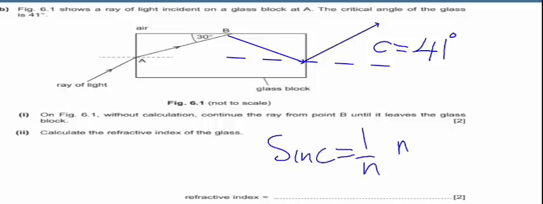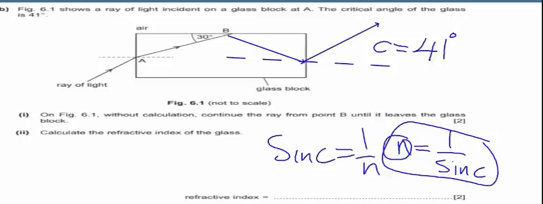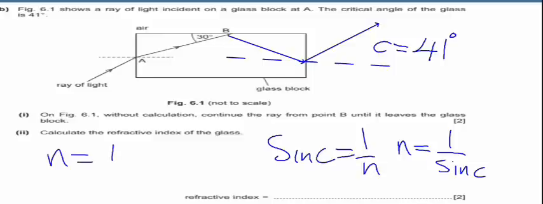Therefore, we can just say refractive index is going to be equal to 1 divided by sin critical. When you make the refractive index the subject of the formula, you need to have something like this one here. So here you just multiply. Okay, so refractive index is going to be equal to 1 divided by the sin critical.